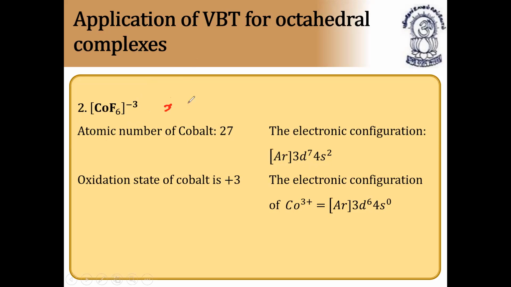So this is x plus (-1) into 6, because fluorine's oxidation state is -1, as we already know, equal to -3, which implies x is equal to -3 plus 6. So it is equal to +3. In this way you can calculate the oxidation state. So the oxidation state of cobalt is +3, and the configuration of cobalt is 3d6 4s0. Now let us see how it will form the compound.